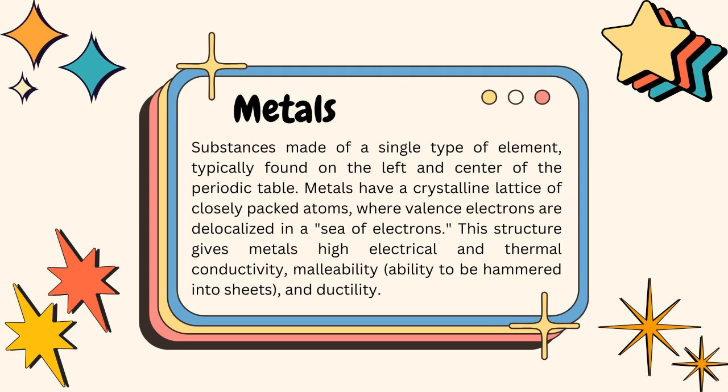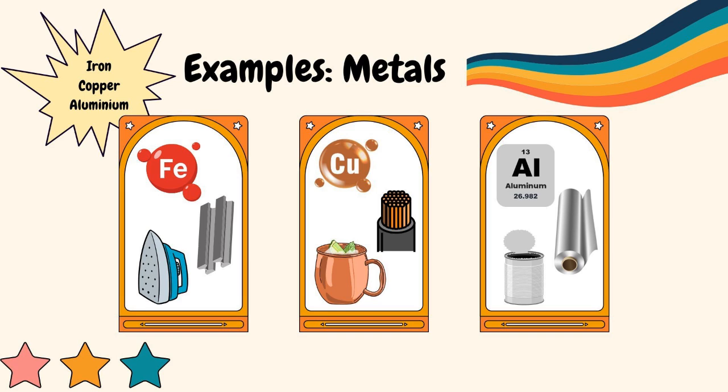A metal is a substance made of a single type of element, typically found on the left and center of the periodic table. Metals have a crystalline lattice of closely packed atoms, where valence electrons are delocalized in a so-called sea of electrons. This structure gives metals high electrical and thermal conductivity, malleability, which is the ability to be hammered into sheets, and ductility, which is the ability to be permanently deformed without breaking.